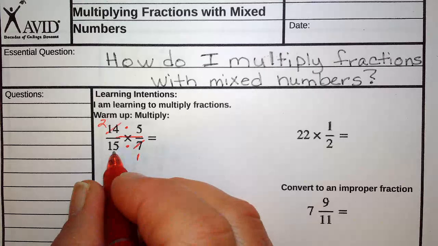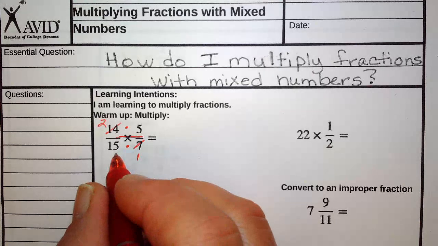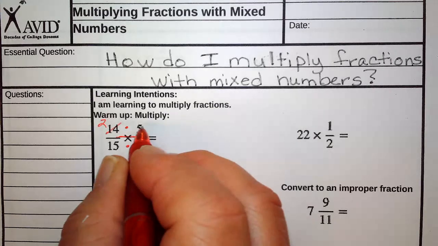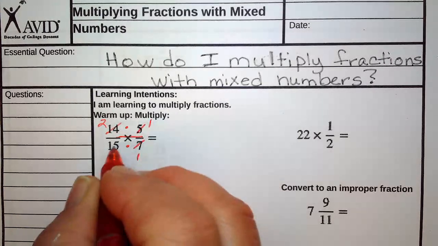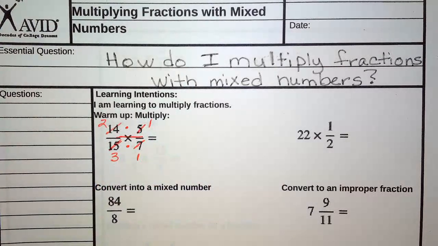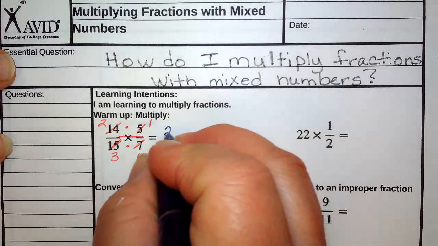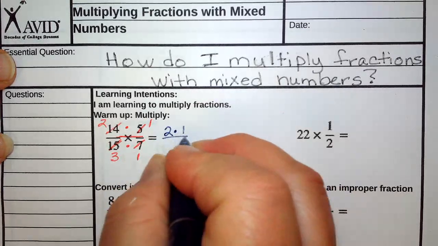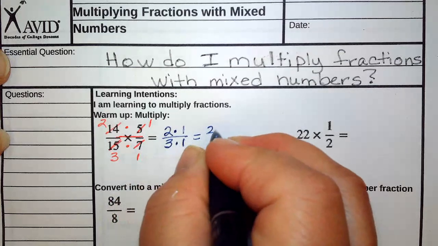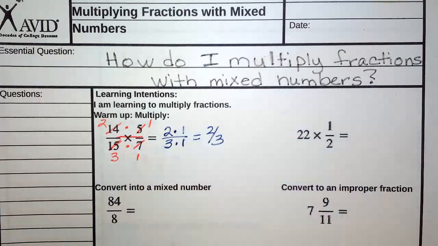I've got 5 and I've got 15. 5 is a factor of 15. I can factor out 5. 5 divided by 5 is 1. 15 divided by 5 is 3. This now becomes 2 times 1 over 3 times 1, which is 2 over 3.